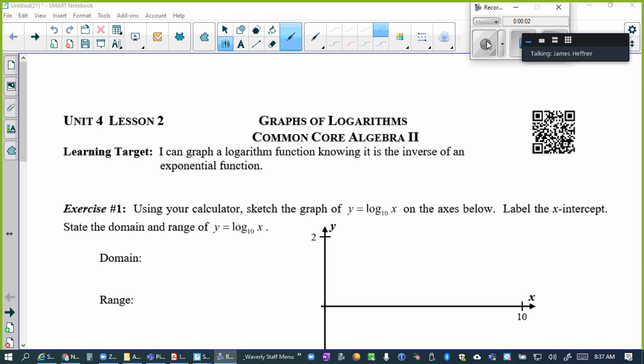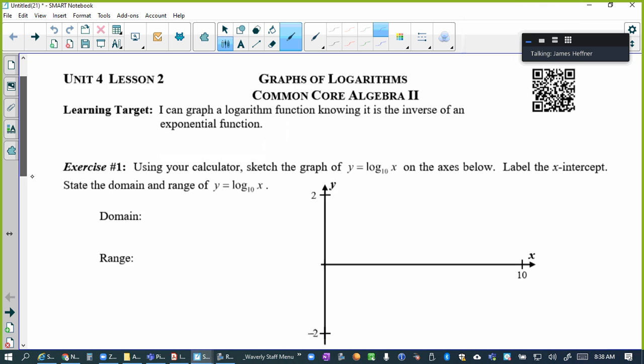Okay. So, graphs of some common logarithms. Let's take a look at example 1.